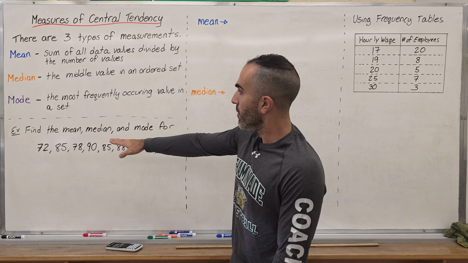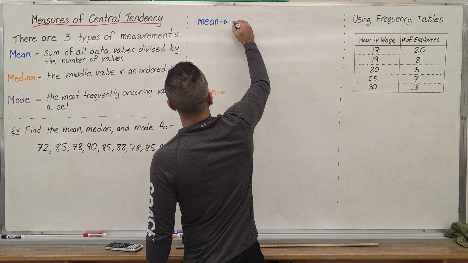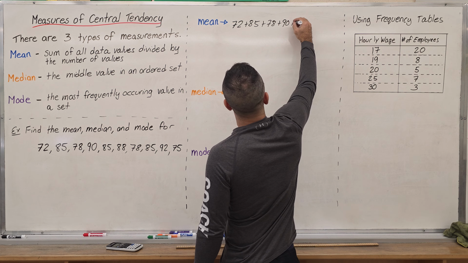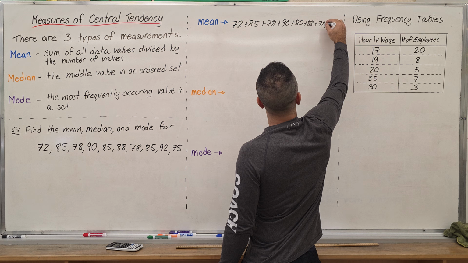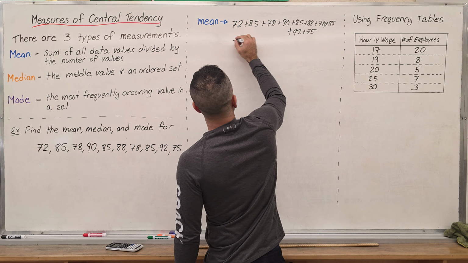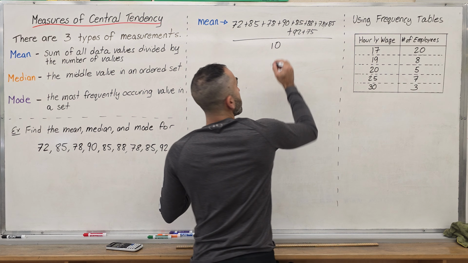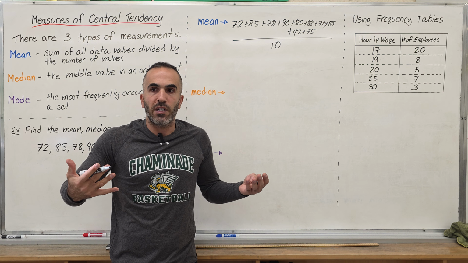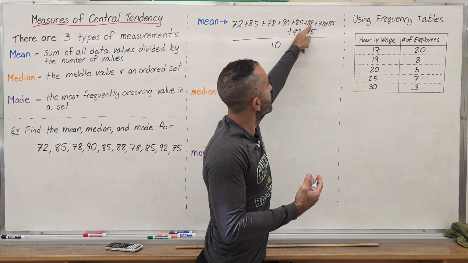First of all, to find the mean, I just add them up and divide by how many there are. So I'm going to say 72 plus 85 plus 78 plus 90 plus 85 plus 88 plus 78 plus 85. Already annoying. Plus 92 plus 75. All divided by 1, 2, 3, 4, 5, 6, 7, 8, 9, 10. Because that's annoying to write down, there's a chance that you make a mistake. Maybe you wrote down 9 numbers instead. Maybe you looked back and wrote down 11 numbers. So count them here too: 1, 2, 3, 4, 5, 6, 7, 8, 9, 10.